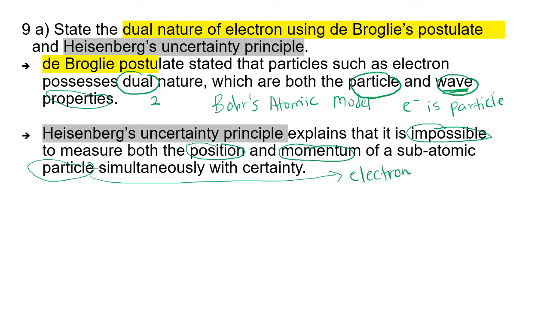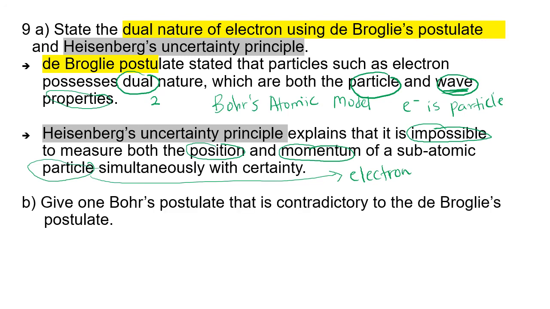But according to Bohr's atomic model, they mentioned that the electron always circulates in the orbit. It sounds like we can identify the position, like at n equal to 1, n equal to 2, or n equal to 3. But according to Heisenberg, it is impossible to measure the position and the momentum of the electron.